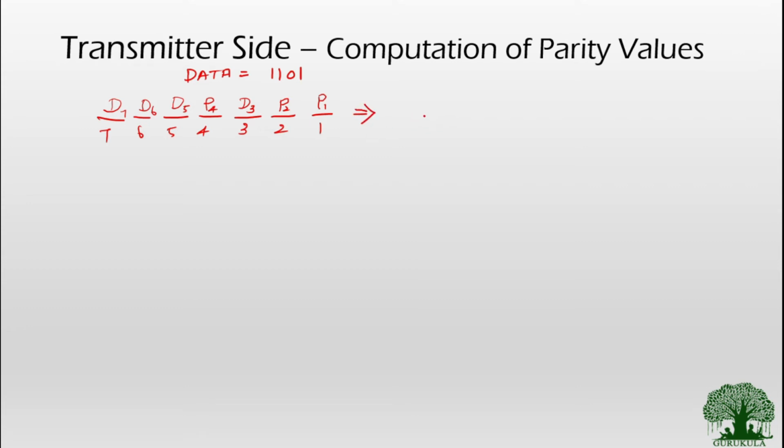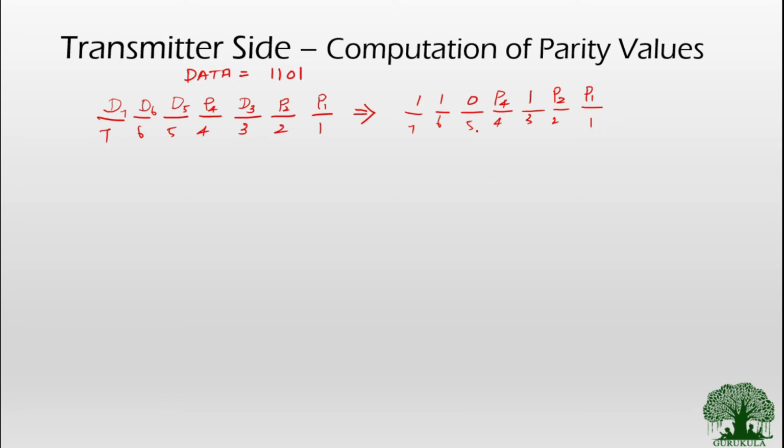Again I have 7 positions: 1, 2, 3, 4, 5, 6 and 7. I very well know the data bits. The data bits are 1101. So here is where my first parity bit will appear, here is where my second parity bit will appear, and in the fourth position I will have a parity bit. The remaining 4 bits I can happily allocate to the data bits. So 1101 is my data, and I have allocated it in the respective data bit positions.